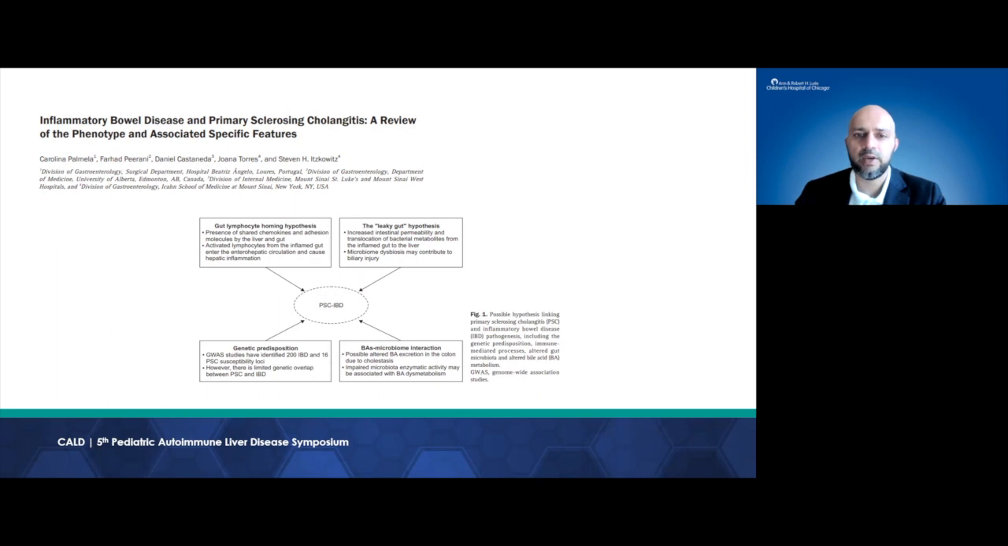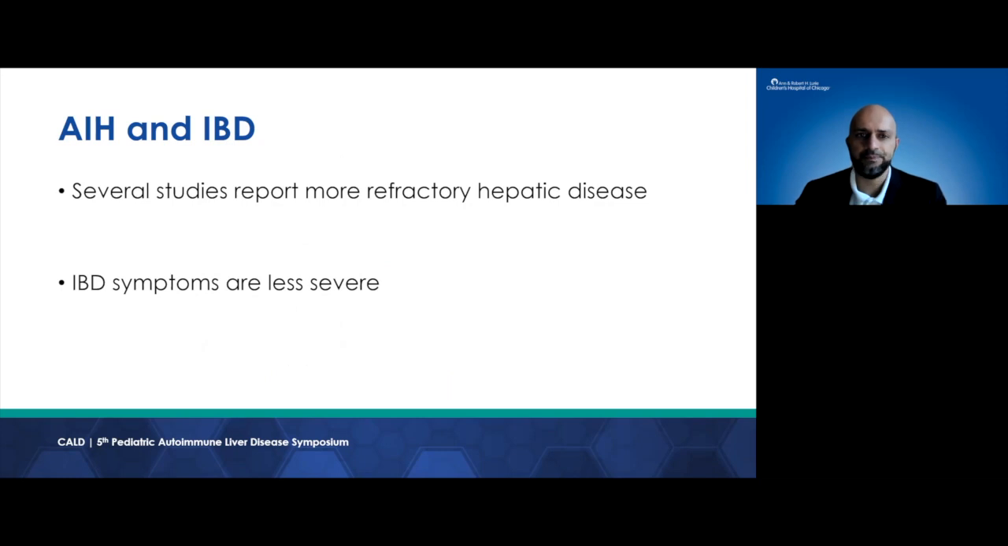There's the leaky gut hypothesis that suggests that increased intestinal permeability causes translocation of bacterial metabolites from the inflamed gut to the liver. There is also a genetic predisposition, but this is still very weak. And then a bile acid microbiome interaction from the bile acids that are excreted by the liver into the intestine. Looking at autoimmune hepatitis and IBD, several studies report more refractory hepatic disease and IBD symptoms that are less severe.